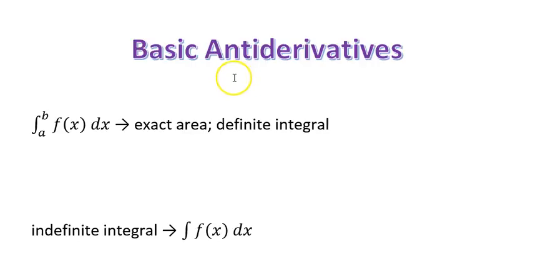This lesson is on basic antiderivatives. We've learned all of our derivative rules, and now we're going to take it backwards. We've been approximating area using rectangles and trapezoids, and we were getting close to the exact area under a curve, but we didn't have the exact area. What we're getting ready to start allows us to find the exact area, and it's going to look like this.